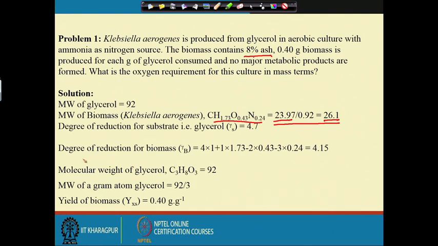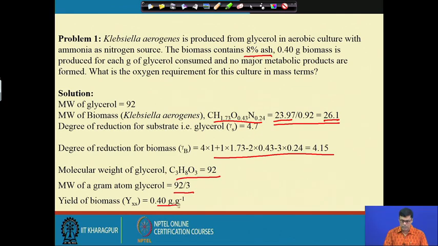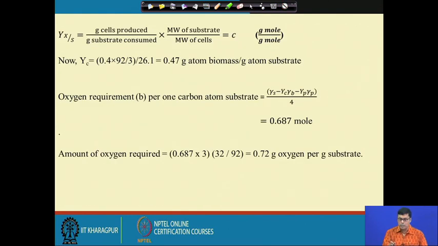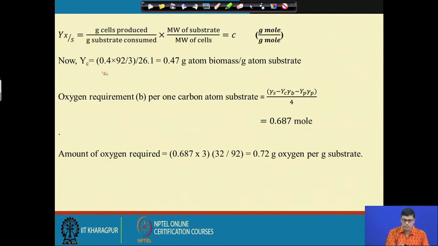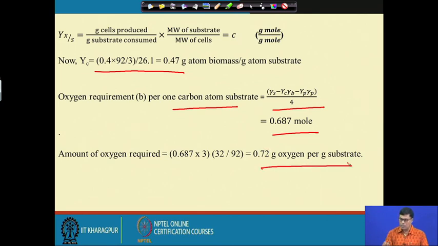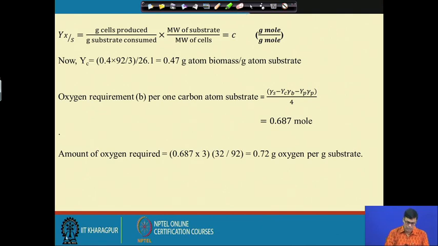Now here the degree of reduction we can easily calculate like this, and then the molecular weight of glycerol I showed you, and this is the equation that we have. Then Yc is already calculated. I showed you this calculation, and this is how we can do it here. This whole calculation we have done, and this is the oxygen requirement per gram atom of carbon. This is the equation that we have. This is moles of oxygen produced per gram atom of substrate consumed. The molecular weight of oxygen is 32. And then 72 by 3 is the gram molecular weight of 1 gram atom of substrate. If you multiply, you will get how much oxygen is required per gram of substrate. So, this is how we can do that.